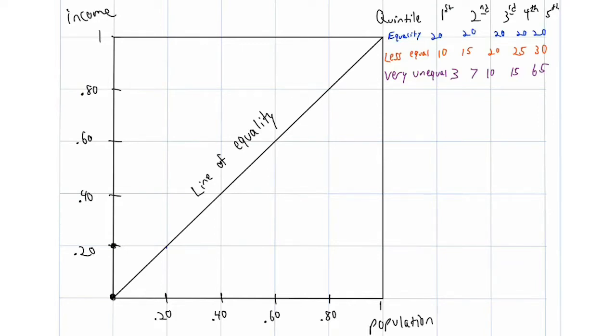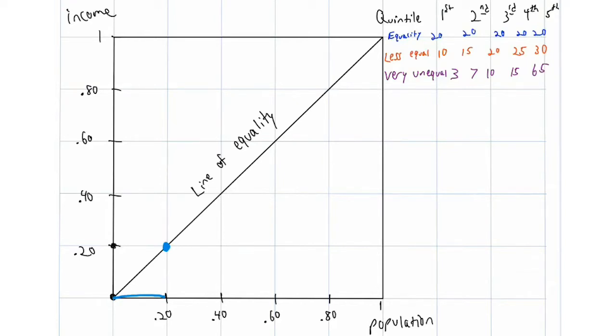So for equality, the first quintile has 20% of the income. The first quintile moves you 20% over on the population axis, and if we go up to a height of 20% of the income, we are now constructing our Lorenz curve. That'll be the first step.